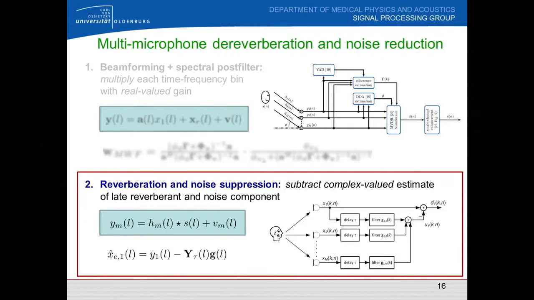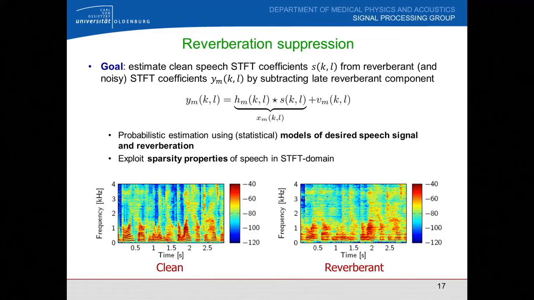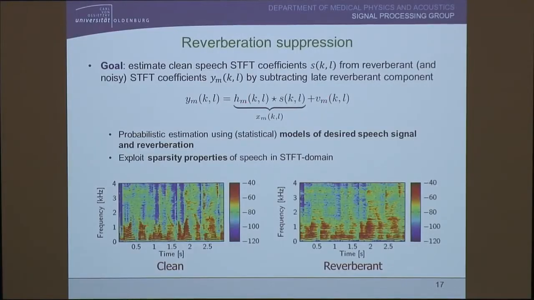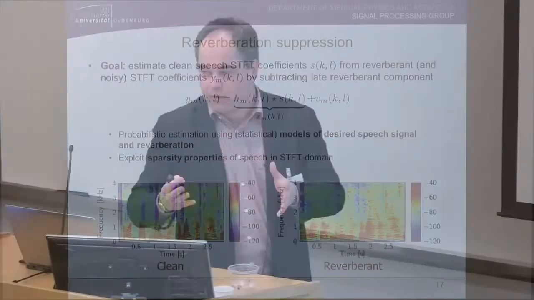So let's move to the second class of technique, which takes a different approach, where we aim at subtracting a complex valued estimate of both the late reverberation and the noise. And so basically it starts not from this steering vector model, it starts really from this convolutive transfer function model with h of m, the convolutive transfer function in each frequency bin, plus the noise. And it will aim at estimating S using statistical models of both the speech as well as of the reverberation, or at least the room acoustic propagation in the room.